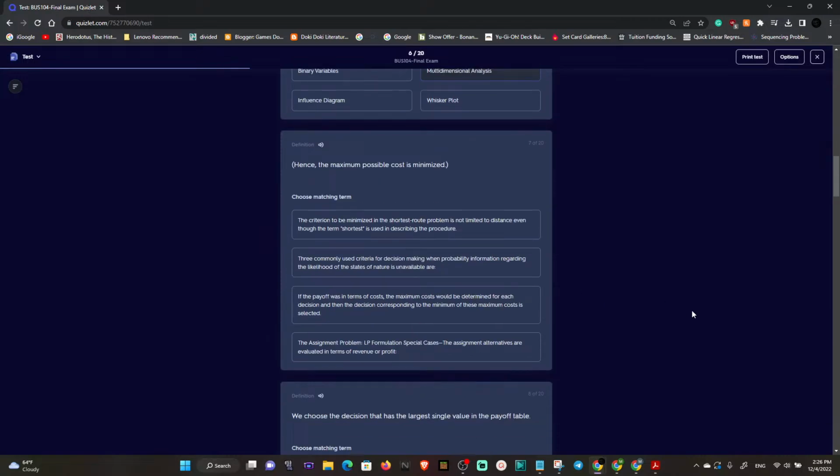Hence, the maximum possible cost is minimized. Three commonly used criteria for decision making. If the payoff was in... Really don't know. I would say it's D.